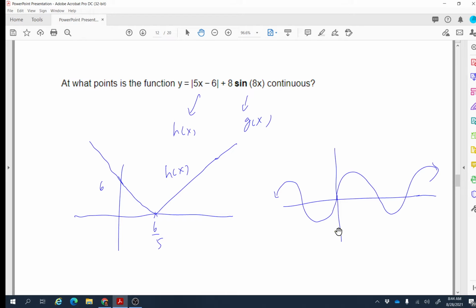There are no jumps, there is no break, there is no open circle. So when we take the sum of these two graphs, the graph of this function, which is the sum of these two graphs, should be continuous everywhere. So that's why this function is continuous everywhere. So the answer is y is continuous everywhere, meaning -infinity to +infinity. There is no restriction.